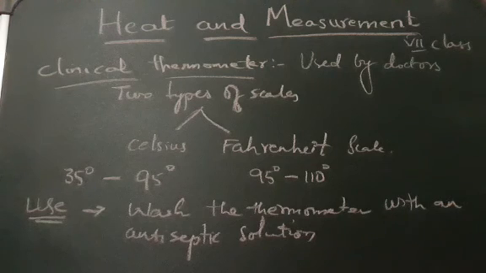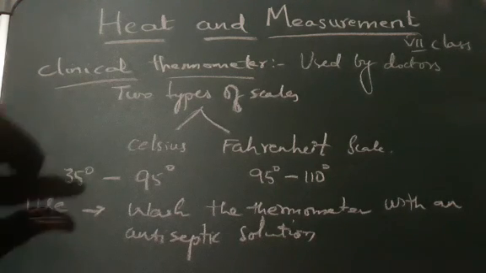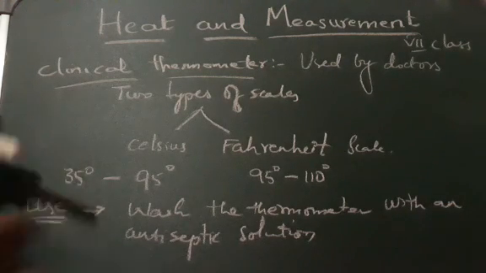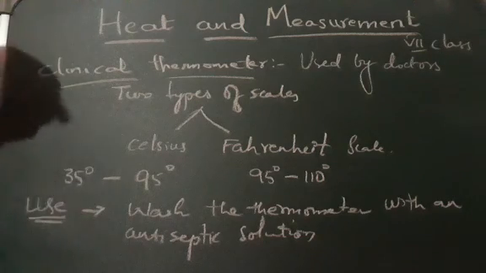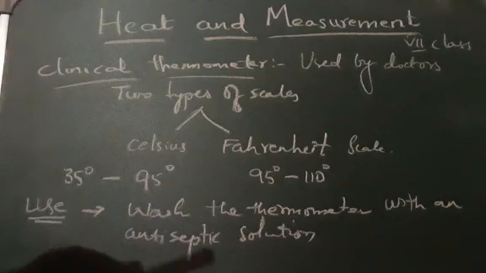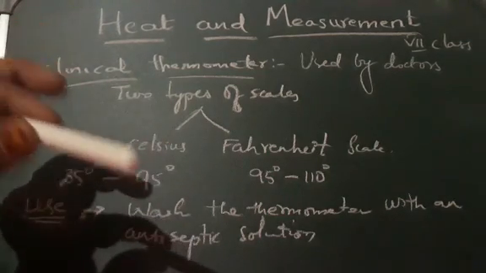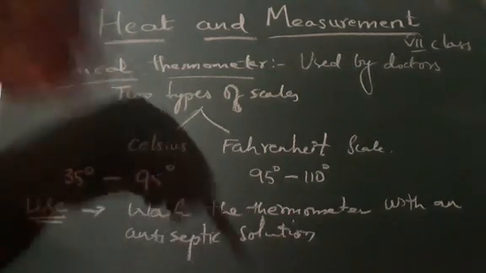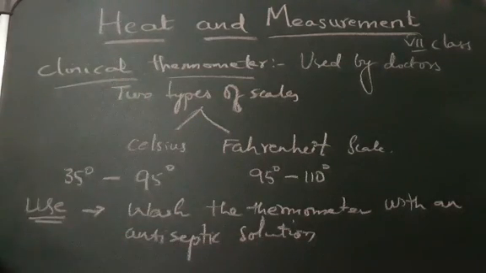Then we are going to hold it firmly by the end and give it a few jerks. Why are we going to give a few jerks? Because if there is any expansion left over, when we jerk it, the mercury comes back to its original level, to ensure that it falls below 35 degrees Celsius.